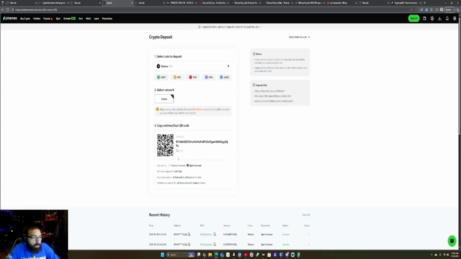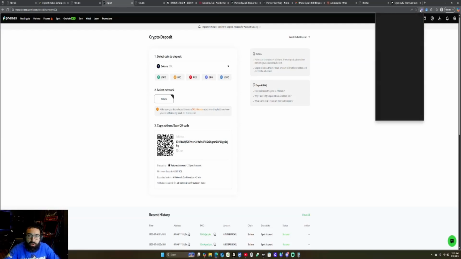Then you're going to go over here and press copy. You've got to make sure to pay attention. You can move this directly into your futures account or spot. We're going to go ahead and do futures because we're going to be using this to trade. It's going to generate a code here, and all you're going to do is just copy. As you see right here, it says copy. And then next, we are going to send some crypto over to Phemex.